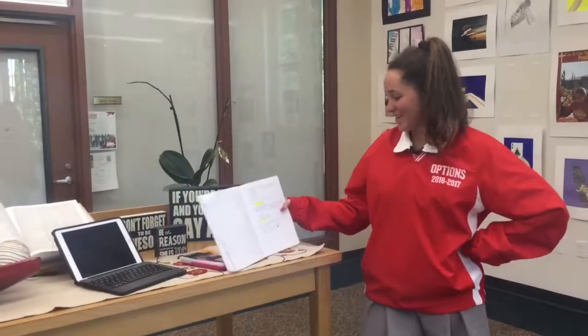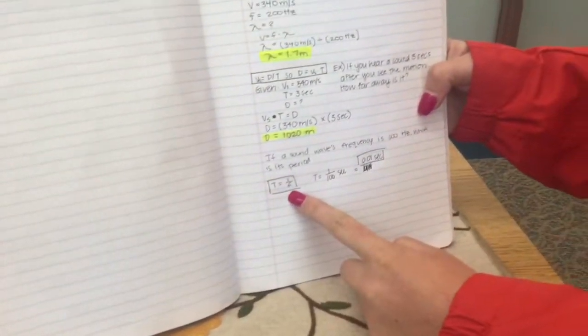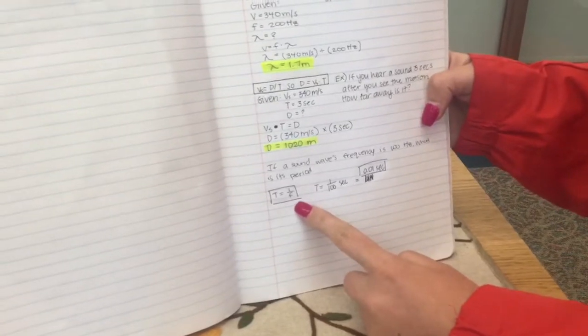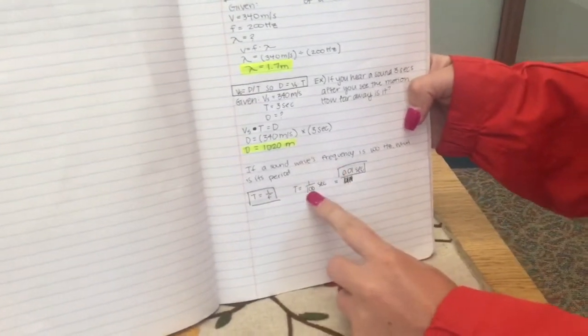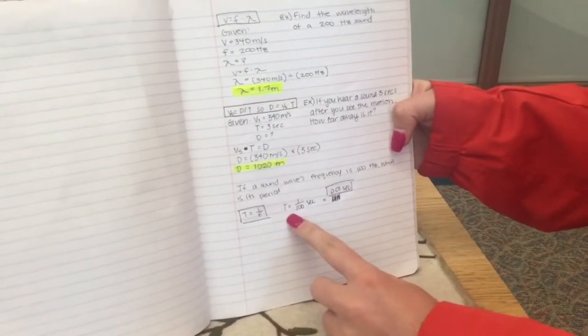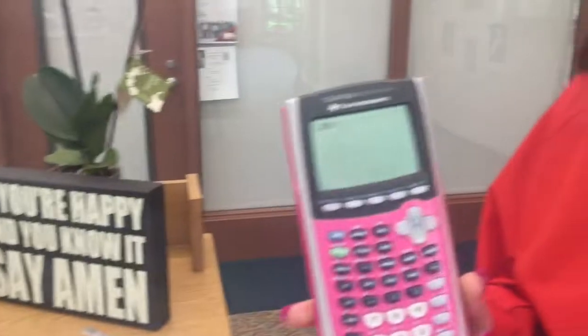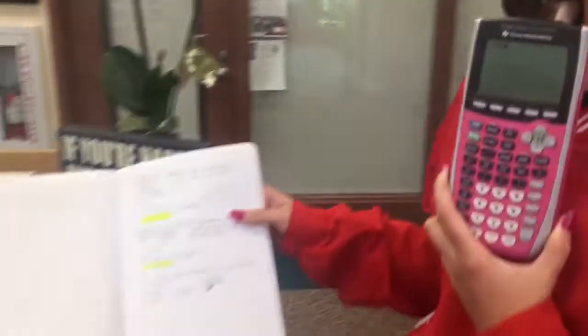Alright, so our next problem is going to be, if a sound wave's frequency is 100 hertz, what is its period? So we're going to be using this formula instead now. So we're going to put the 100 on the bottom, obviously, and the 1 on top, because the 100 is our frequency. Then we're going to calculate it, and we will get 0.1 seconds, just like we wanted.